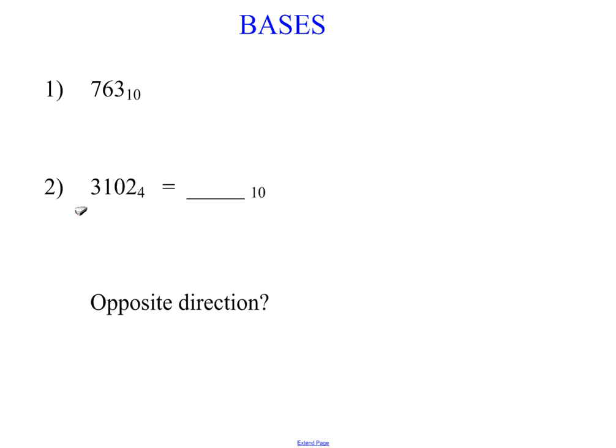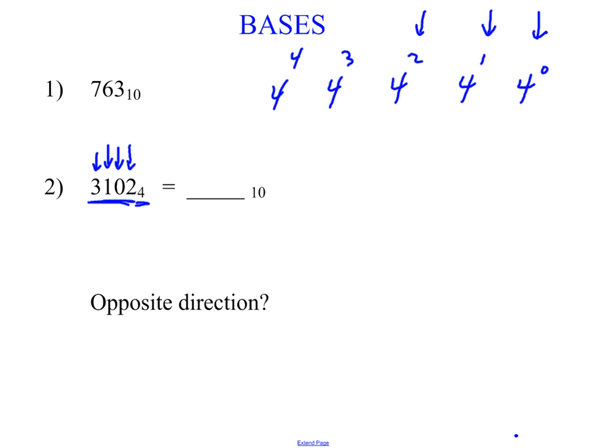Let's try it. All right, 3102 in base 4. Let's rewrite it in base 10. Because it's base 4, I'm just going to write 4 to the 0, 4 to the 1, 4 squared, 4 cubed. You can go on forever, as big as the numbers that you need. We just need 4 of these. There's 1, 2, 3, 4 placeholders. We're not going to need this one.